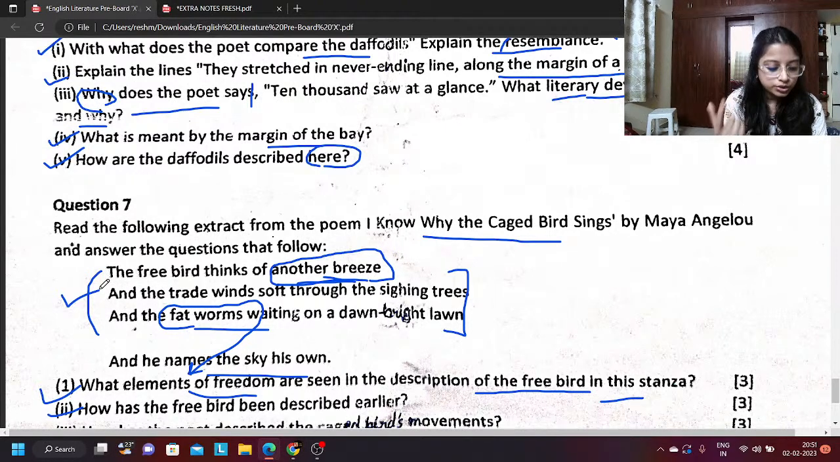It is worth noting the ways in which the free bird enjoys its freedom. This can be your introductory line. Okay? The speaker says in line number 7 that the free bird dares to claim the sky. You can quote this line, "dares to claim the sky."